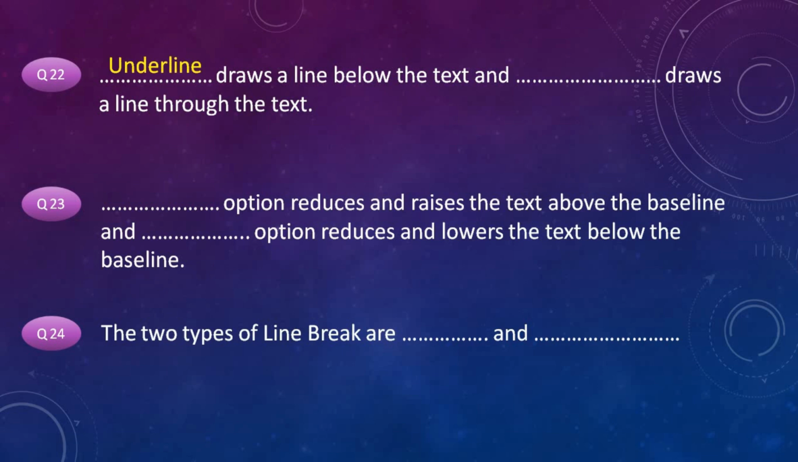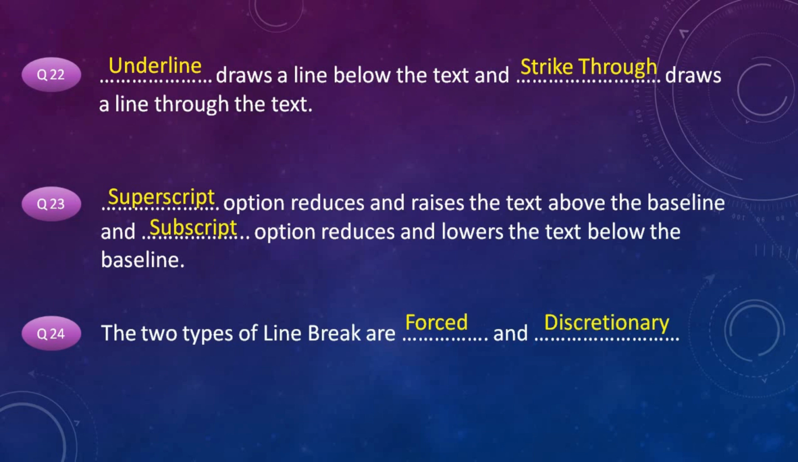Answer for these: underline draws a line below the text, and strikethrough draws a line through the text. Superscript option reduces and raises the text above the baseline, and subscript option reduces and lowers the text below the baseline. The two types of line break are forced and discretionary.